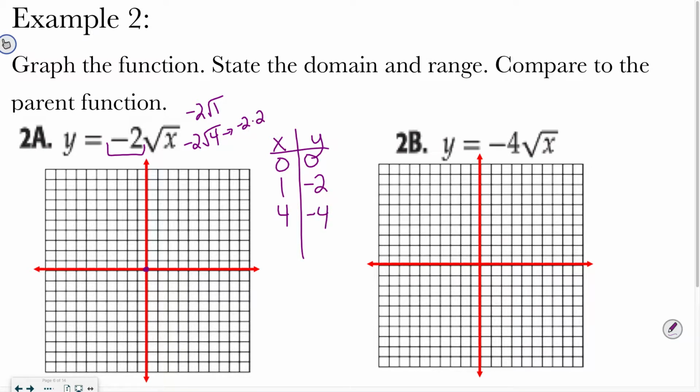So if I plot those points, 1, -2, I don't know why that switched to blue. This is going to drive me nuts. Okay, 1, -2. Okay, I'm leaving it. 4, -4.